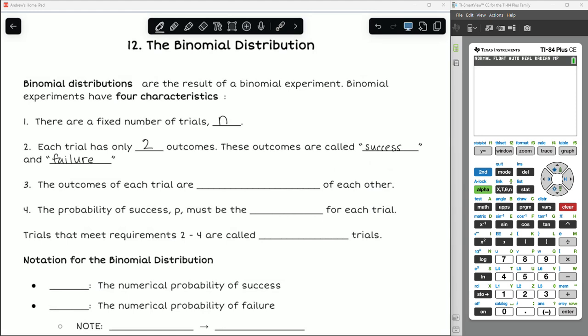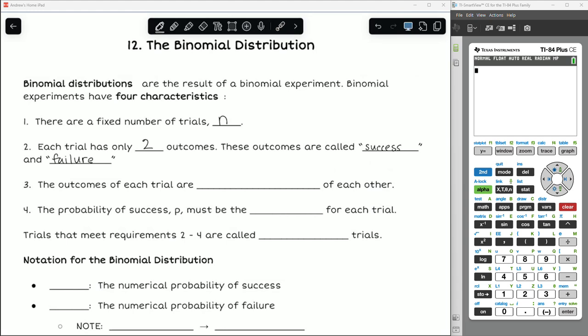But again, there's no value judgment here. We're not saying that successes are necessarily a good thing or that failures are necessarily a bad thing. Just I'm keeping track of one of the outcomes, and the one I'm keeping track of is what we call a success.